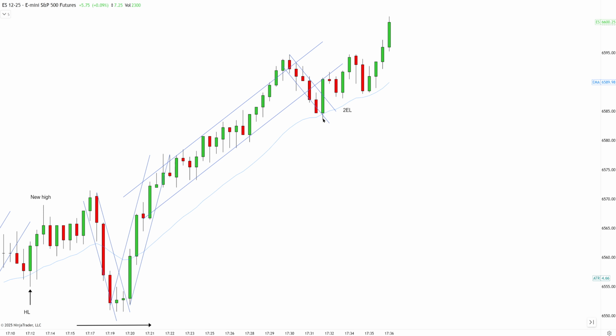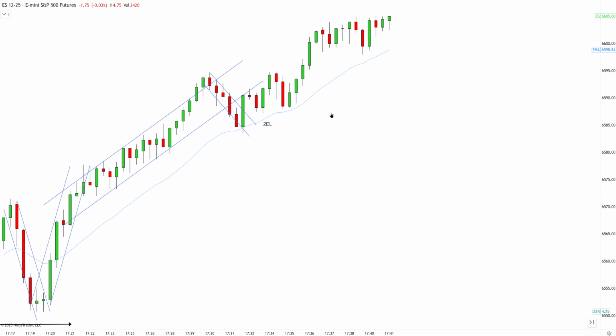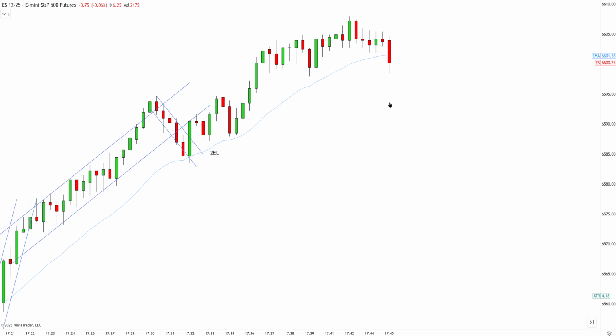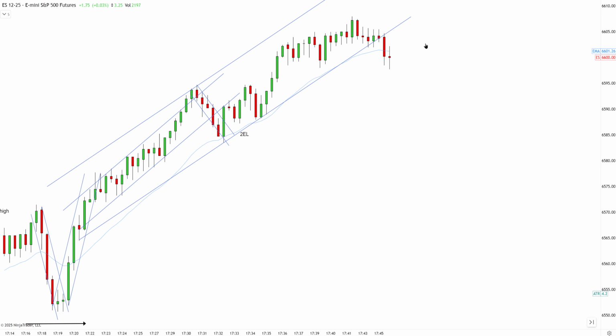Unfortunately, only the first entry long touched it, so I can't take it. And look how structured the trend is. We keep going higher. Pullbacks are minimal. So I can redraw a slightly wider channel like this, because it still looks like a seamless push up. And I'm looking for a second entry long.